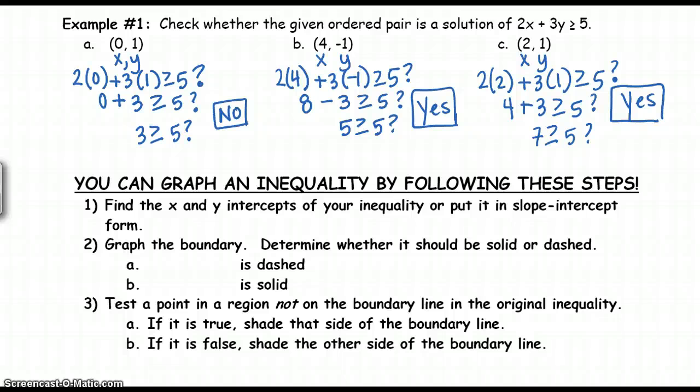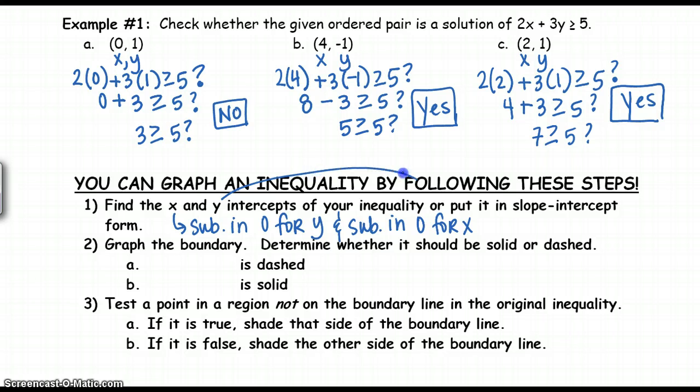Moving on to the next part. You can graph an inequality by following these steps. Find the x and y intercepts of your inequality, or put it in slope-intercept form. It's really up to you how you want to do this. To find the x and y intercepts, you substitute in 0 for y, since all x-intercepts have a 0 for their y, and you substitute in 0 for x when it comes to your y-intercept, because all y-intercepts will have a 0 for their x.